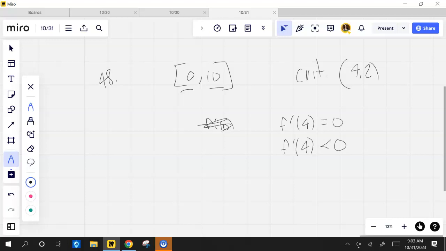And it says a critical point at 4, 2. Which of the following must be false? So critical point. Right. Critical, does it say, let me read it again. Critical, yeah, because critical is not stationary. So critical just means that the derivative equals 0. So that can't work, so it has to be B. B.